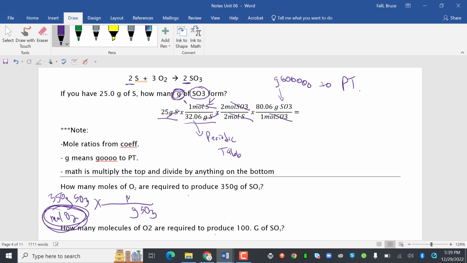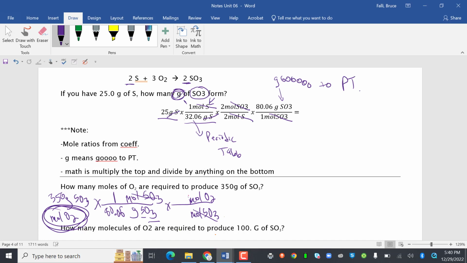But before I go into moles of O2, I have to go through moles of SO3. So little g stands for grams, and little g stands for go to the periodic table. So that is 80.06. 1 sulfur plus 3 oxygens equals 1 mole. That's a 6. Now I'm in moles of SO3, but I want to go into moles of O2.